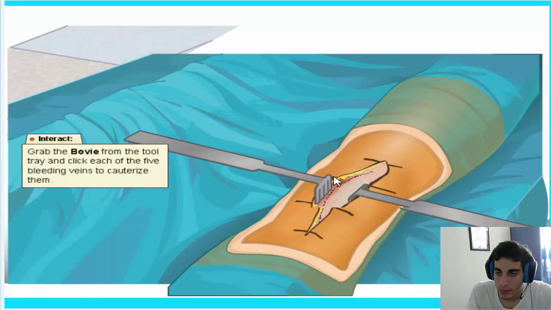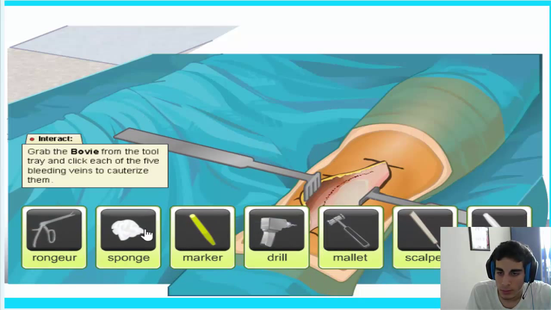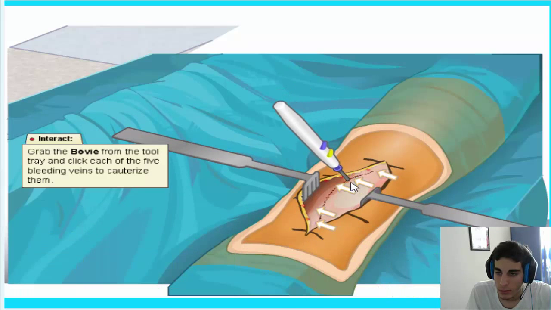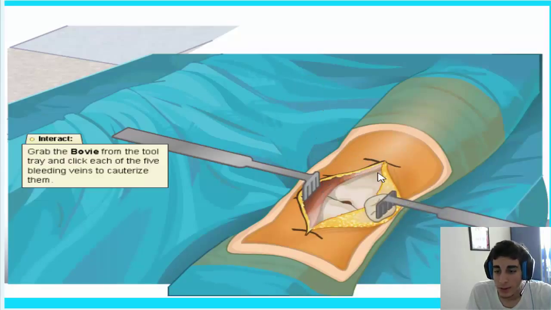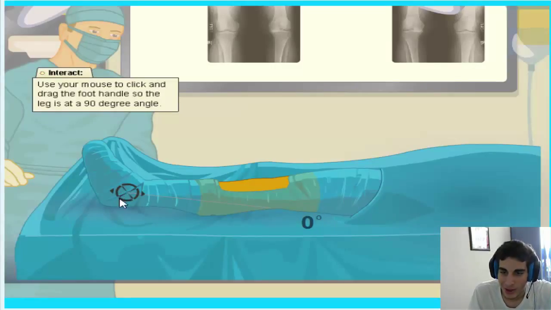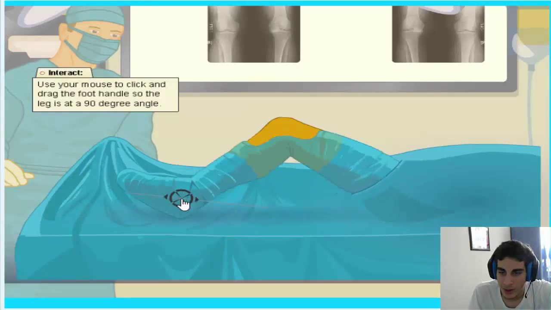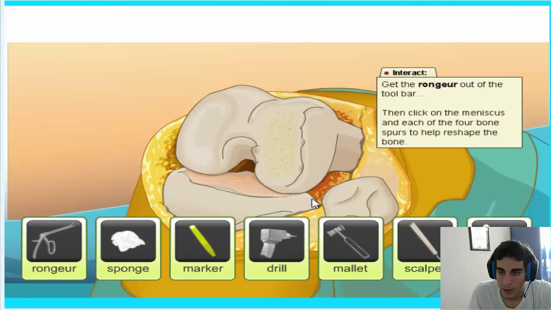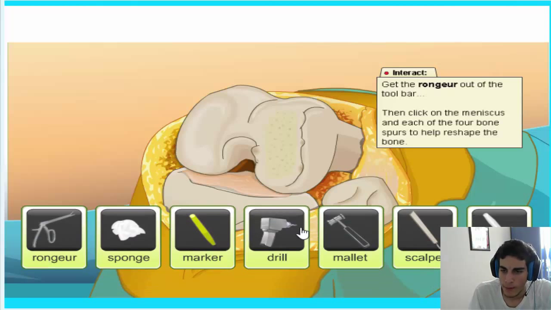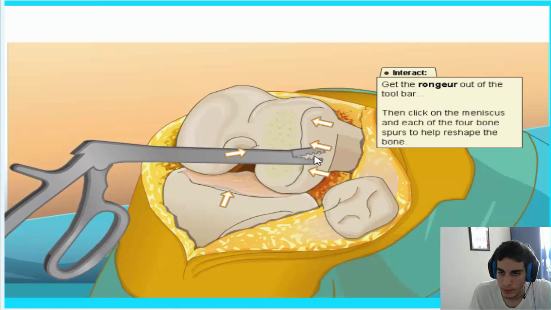Let's use the Bovie pencil to cauterize the veins. This will help decrease blood flow into the surgical field. The rake retractors fold the skin and tissue out of the way, exposing our patient's knee. To operate, we need the patient's knee elevated and bent so the bones are fully exposed. Now the leg is at the proper angle. Use the rongeur to remove the anterior cruciate ligament, or ACL, the meniscus, and any bone spurs that may be lurking about.